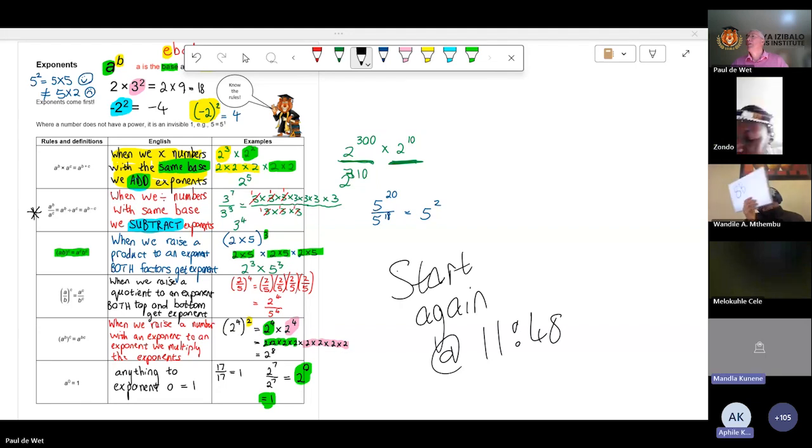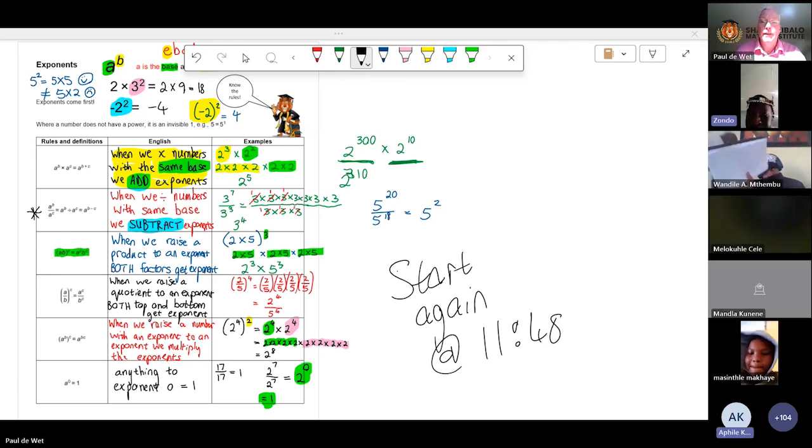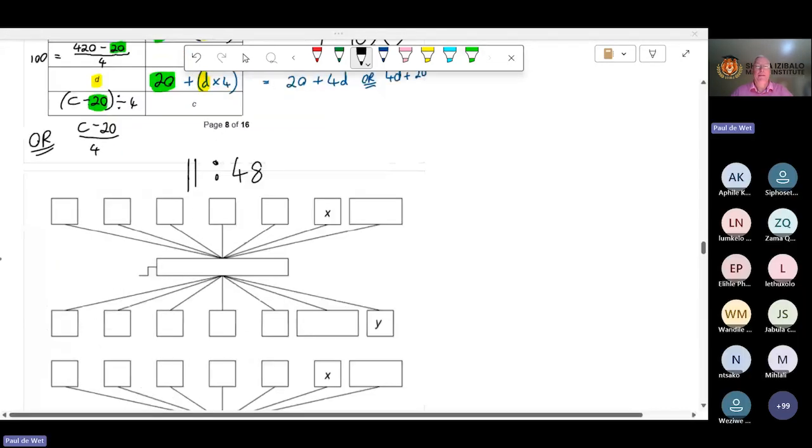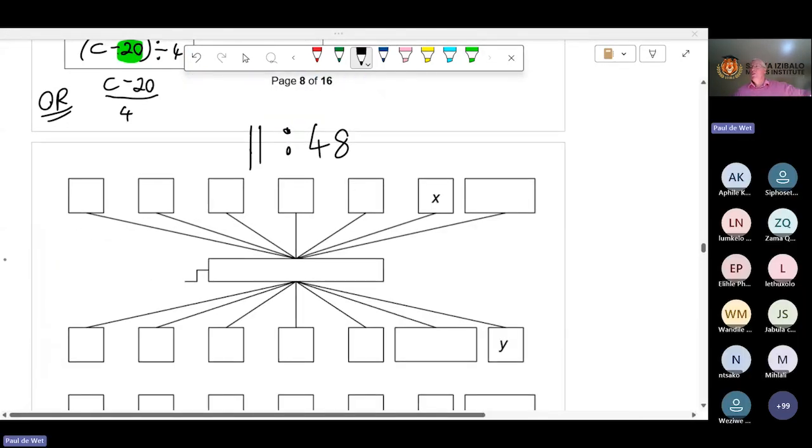One minute left. Let us go. Carry on. We're on page 9. I'm just going to start the timer again. We'll go for 40 minutes and then we'll have our last break, and then we'll finish at 1 o'clock after that.